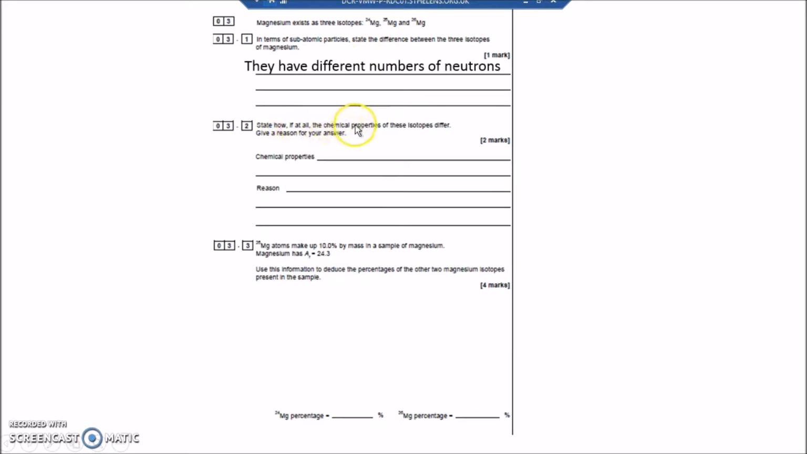However, if at all, do the chemical properties of these isotopes differ? They don't. They're all the same element with the same number of protons and electrons. They've all got the atomic number 12, or the proton number 12. So they've all got 12 electrons, and that would mean they've got 2 electrons in their outer shell. They're all in group 2. They've all got 2 electrons in their outer shell. So they're going to have the same chemical properties.